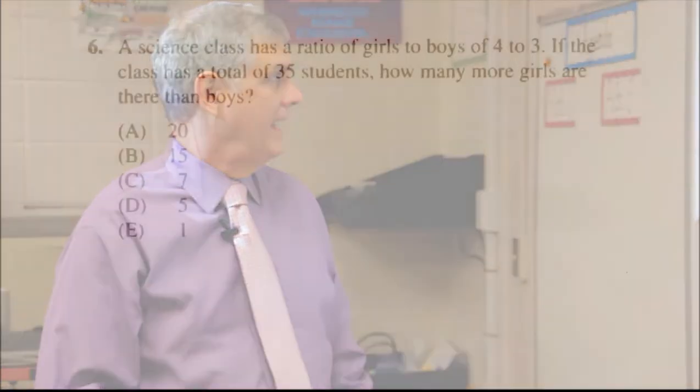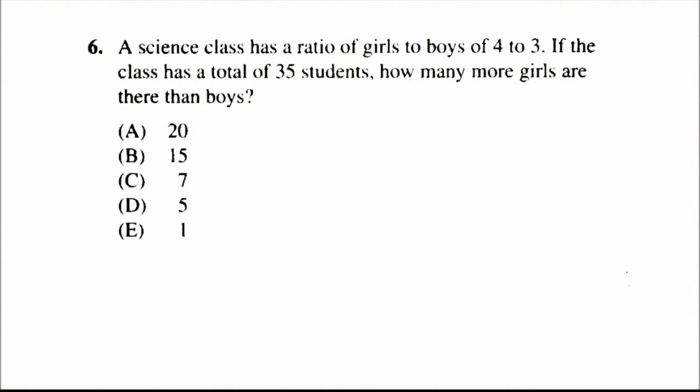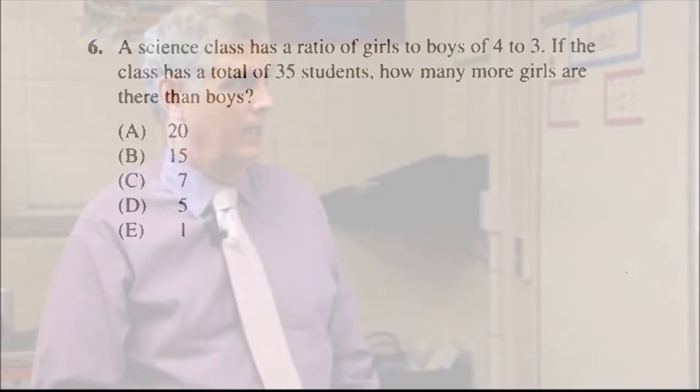Okay, let's take a look at yet another ratio problem. A science class has a ratio of girls to boys of 4:3. If the class has a total of 35 students, how many more girls are there than boys?